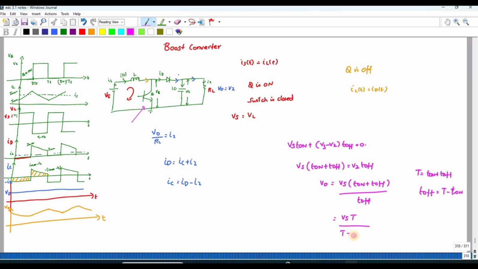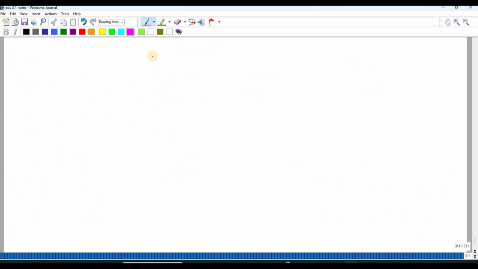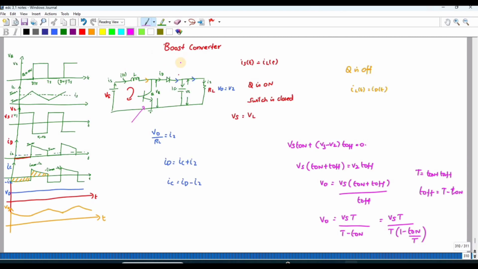T minus T on. So if you take T common, you will get 1 minus T on divided by T. So what is T on divided by T? So V naught is equal to Vs by 1 minus D, because T gets cancelled out, so you will get T on by T is equal to D.